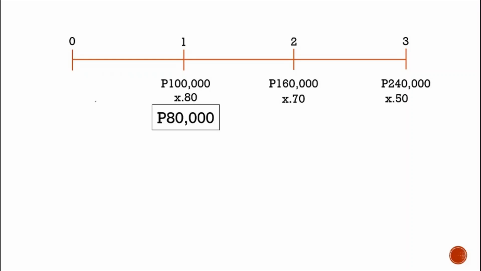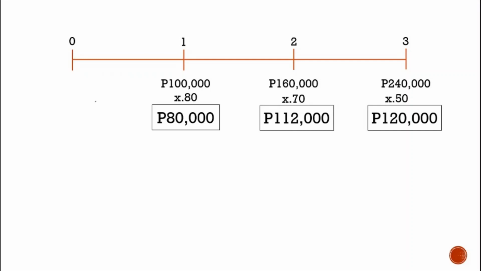Certainty equivalent cash flow for year 1 is 80,000 pesos. Year 2, 112,000 pesos. Year 3, 120,000 pesos. Now that we have the certainty equivalent cash flows, we can bring them back to year 0 using a discount rate that does not incorporate risk anymore, the risk-free rate of return, 5%.